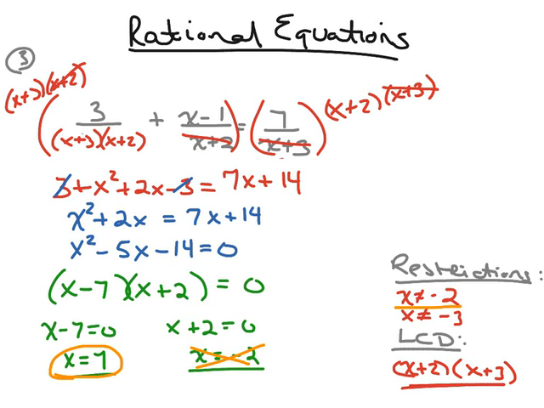Negative 2 is what we call an extraneous solution. It's not going to work for us. So again, x equals 7 would be the solution to this equation.